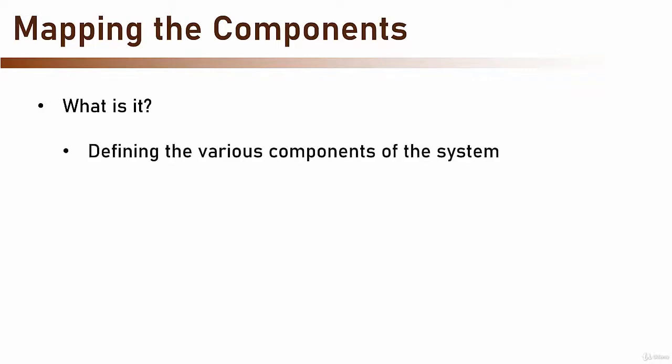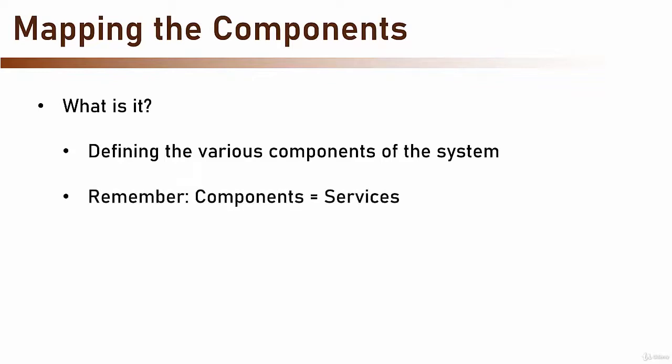Well, the definition is actually quite simple. In this step, we are defining the various components of the system. In other words, we map the various parts of the system that, when working together, compose the whole system. So, for example, we might define a component that handles orders, another one that handles payments, and so on.